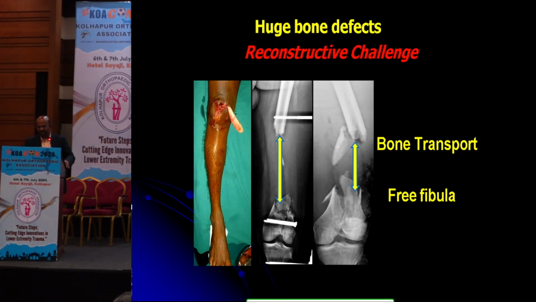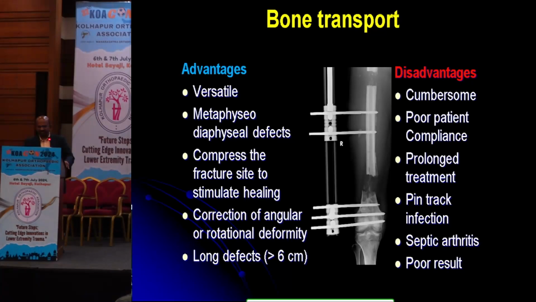The common options available are either bone transport or free vascularized fibula graft, well documented in the literature. If you look at bone transport, it is a versatile method. Any defect can be treated with this. It is useful for metaphyseal and diaphyseal defects. In addition to the defects, when there is a deformity, it can still help us correct the rotational deformity. It can go up to a 20 centimeter defect also.